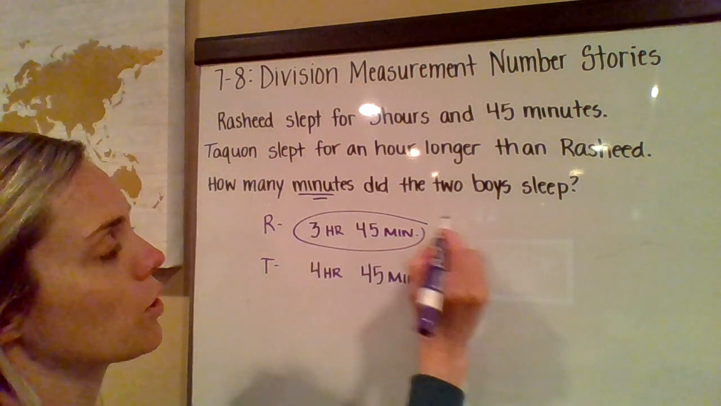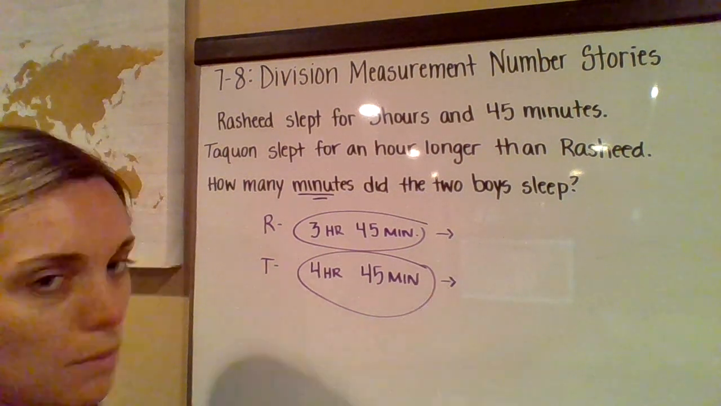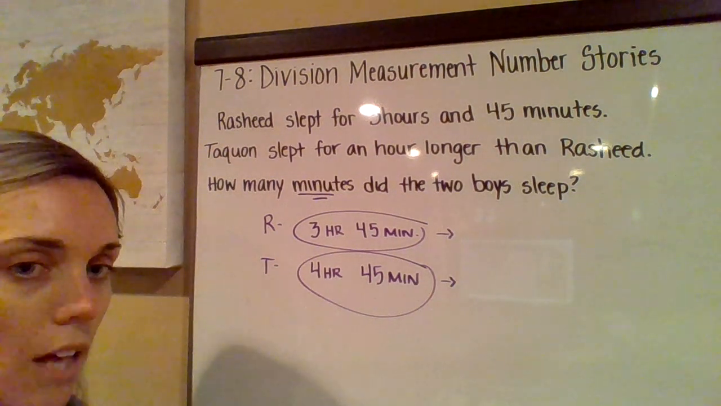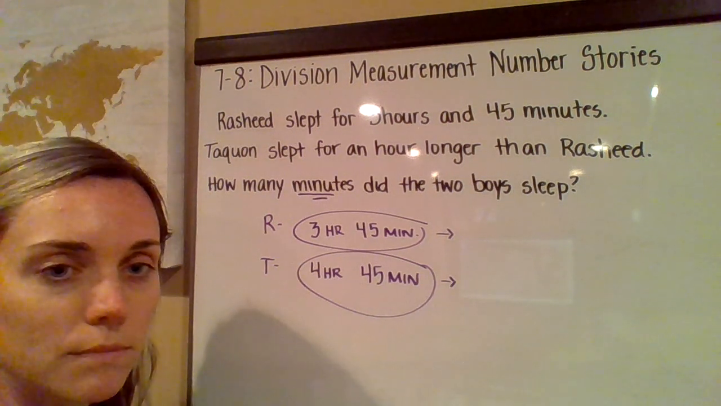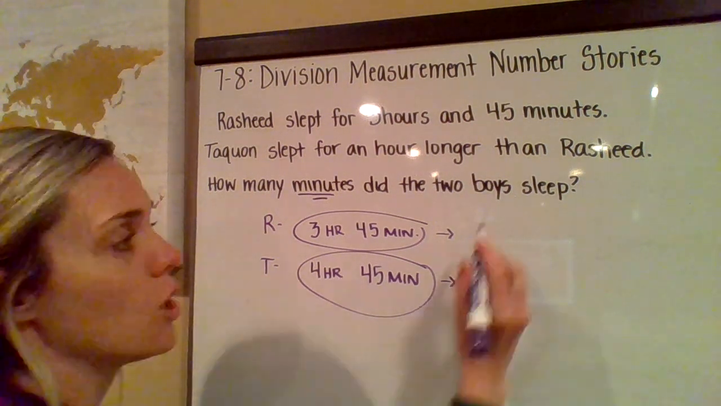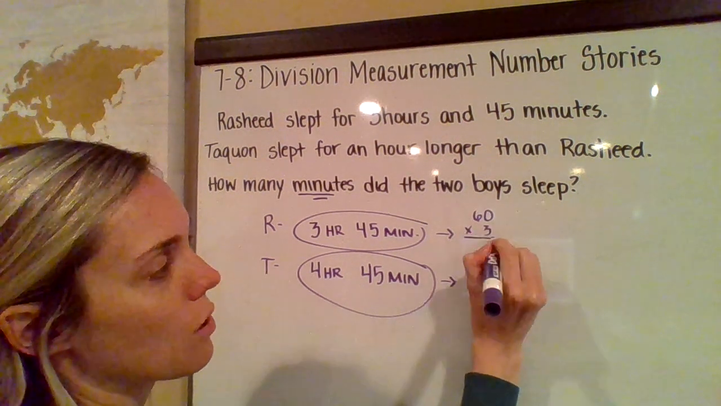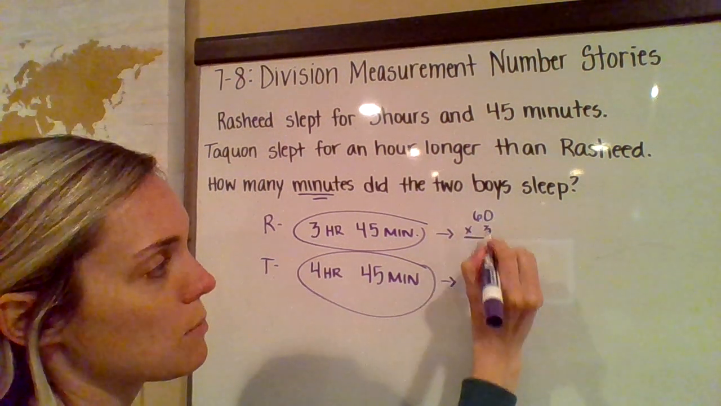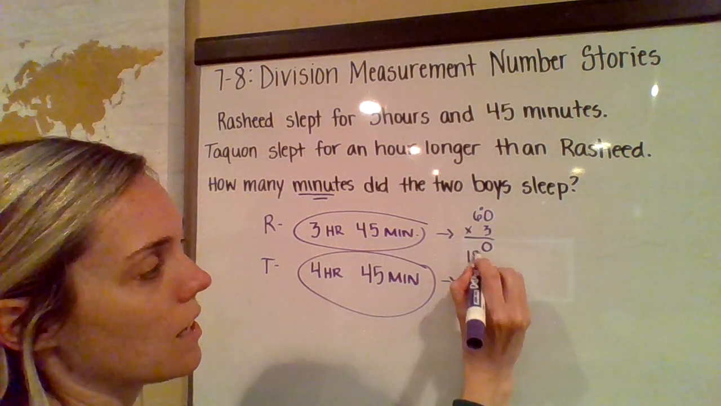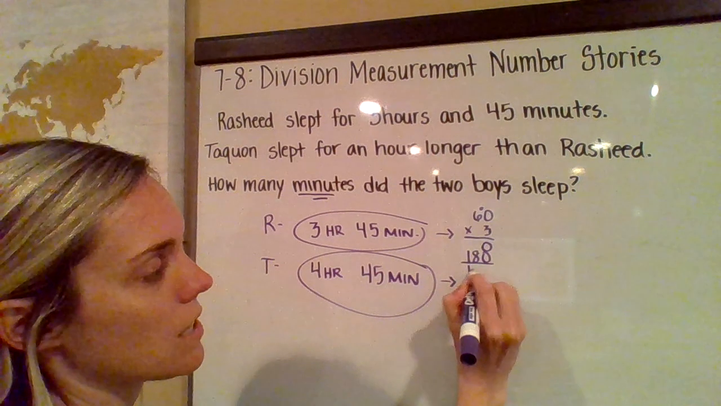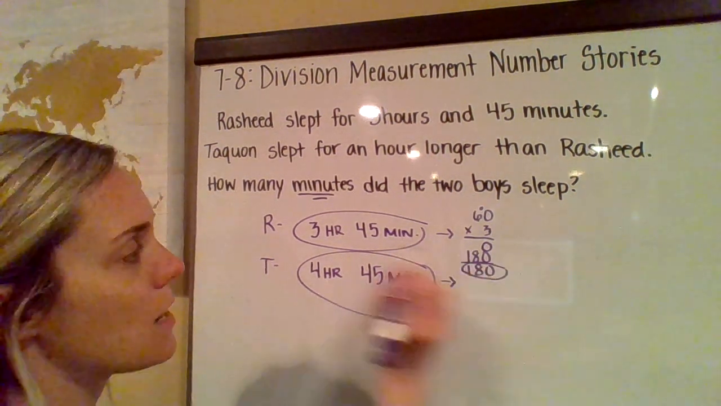First, I need to convert this all to minutes, and then I need to convert this all to minutes. Well, I need to know how many minutes are in an hour. Tell me how many minutes are in an hour. If you said 60, you're correct. So first I have to do 60 times 3. And I know 3 times 60 is 180, because 6 times 3 is 18. So that's 180 minutes for 3 hours.